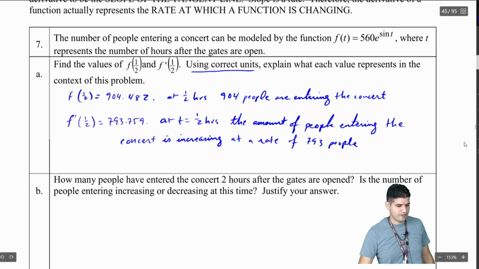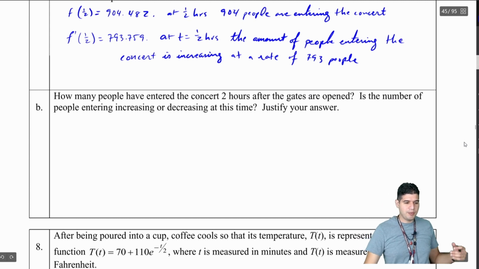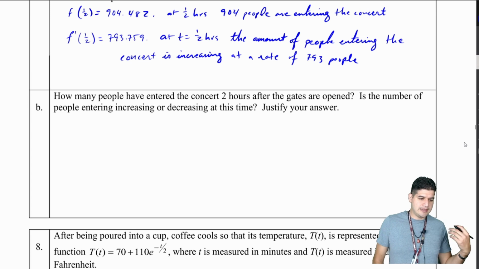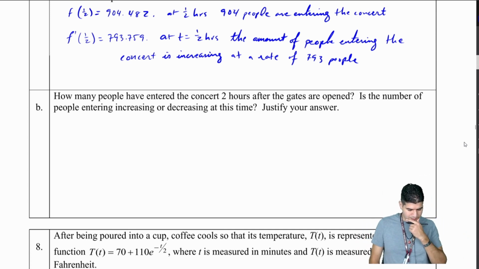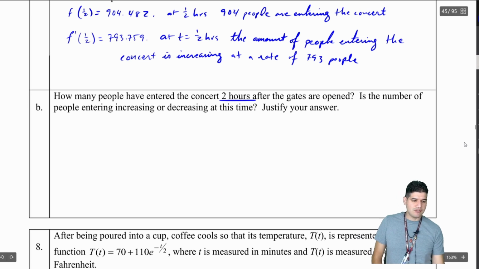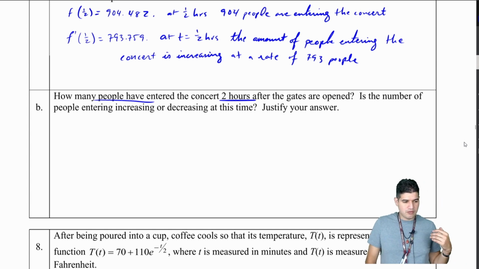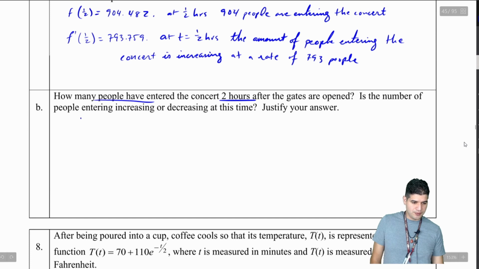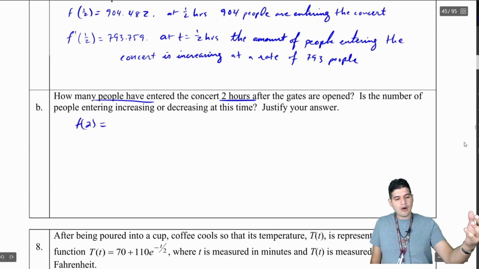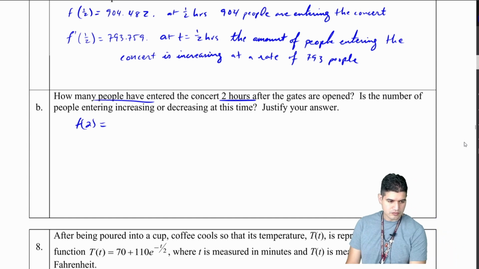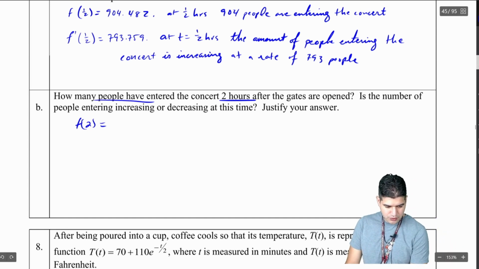All right, we've got part B here. How many people have entered the concert 2 hours after the gates are open? Is it increasing or decreasing at this time? Okay, so to figure out how many people have entered 2 hours after the gates are open, we really just want f of 2, because that means 2 hours after we know exactly how many people are in the concert. All right, so f of 2.